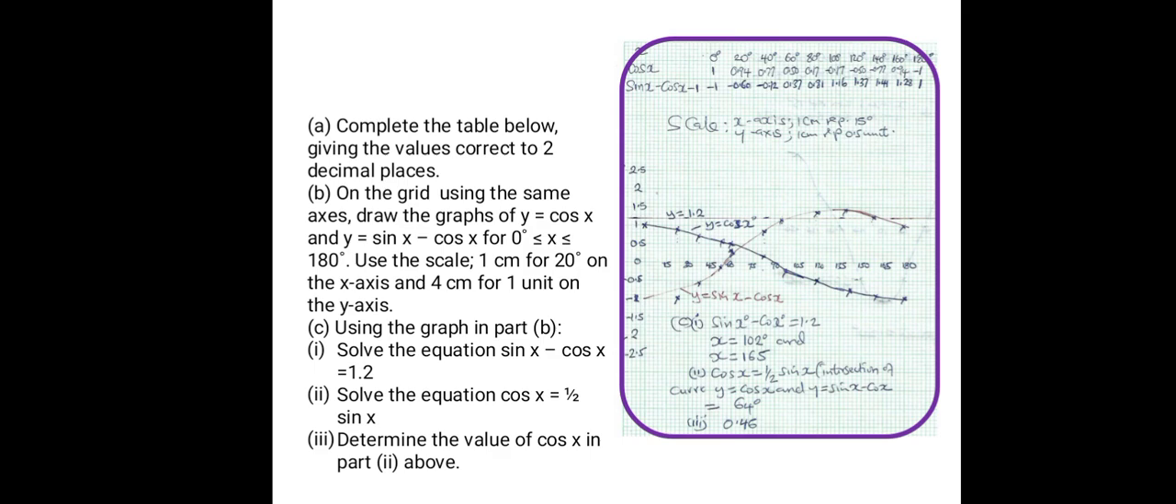Complete the table below giving values correct to 2 decimal places. On the grid, using the same axis, draw the graphs of y = cos x and y = sin x - cos x for values ranging between 0 degrees and 180 degrees. Use the scale 1 centimeter for 120 on the x-axis and 4 centimeters for 1 unit on the y-axis.